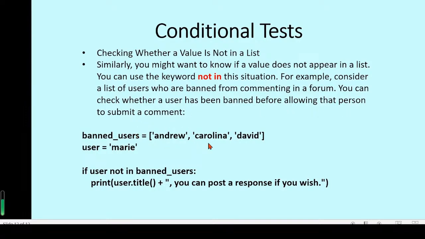So this is a list for the banned users with 3 people, and another user called Mary. So if user not in banned users, we print the user's title form, 'you can post a response if you wish.' Because this user's value, Mary, is not in this list, this conditional test will get True, so this message will be printed out.